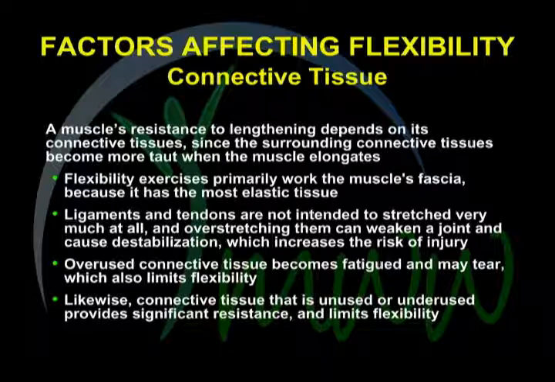Ligaments and tendons are not intended to stretch very much at all, and overstretching them can weaken a joint and cause destabilization, which increases the risk of injury. When connective tissue is overused, the tissue becomes fatigued and may tear, which also limits flexibility. Connective tissue that is unused or underused provides significant resistance and limits flexibility.